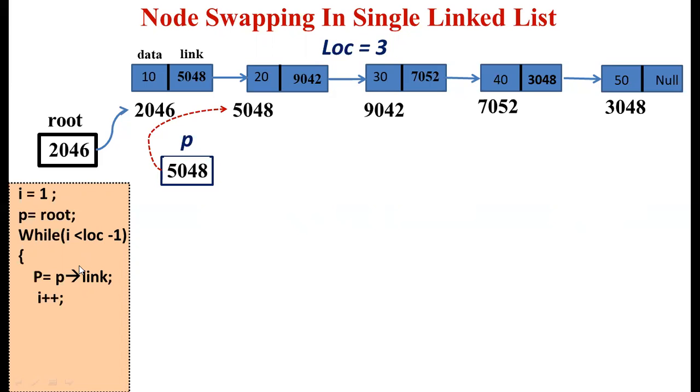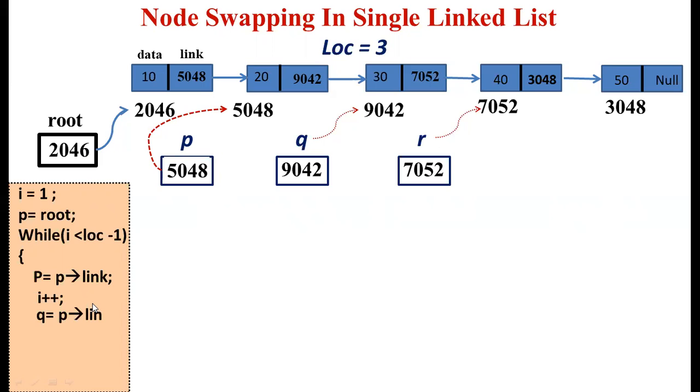Now we have to take two more pointer variables Q and R, such that Q will be pointing to this node and R will be pointing to this node. Now how can I make this Q point to this node? This Q is nothing but 9042. How is it? It is P to link value. So I need to make Q is equal to P to link and R is equal to 7052, which is nothing but Q to link value. So this is how I take the 3 pointer variables which will be pointing to these nodes like this.